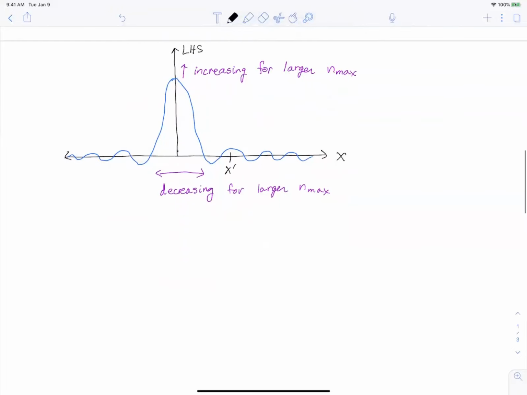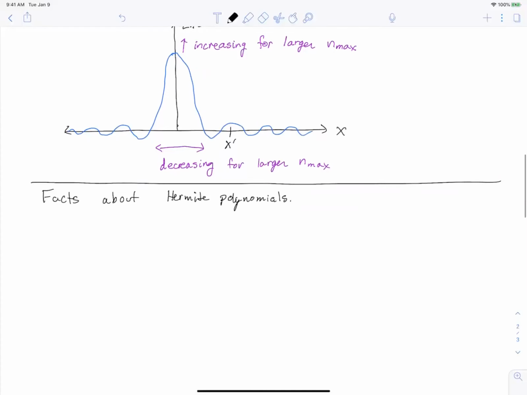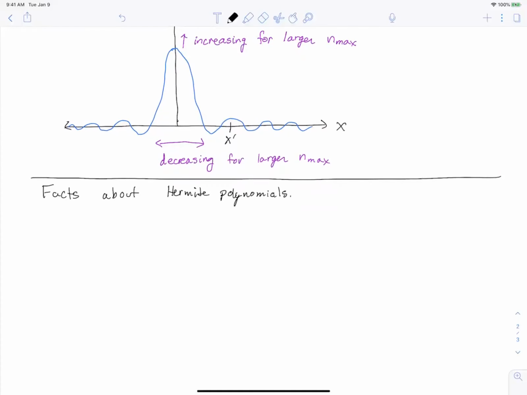Okay, some other facts about the Hermite polynomials. I'll just list them here. If this was a class on mathematical physics, we might take the time to prove all these facts. But I'll just list them. They're actually not too hard to prove. So, facts about Hermite polynomials. Each one of these mathematical facts you can sort of translate into physics language as to what it means.